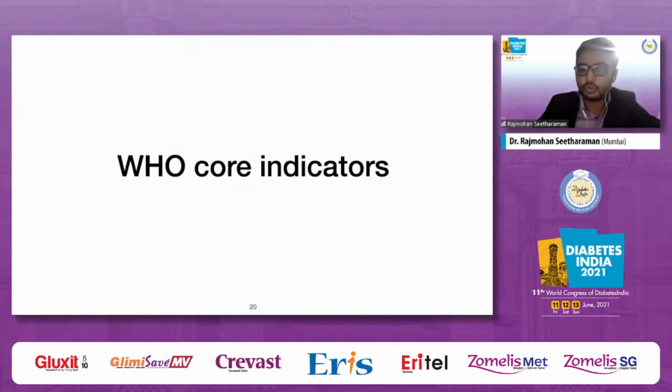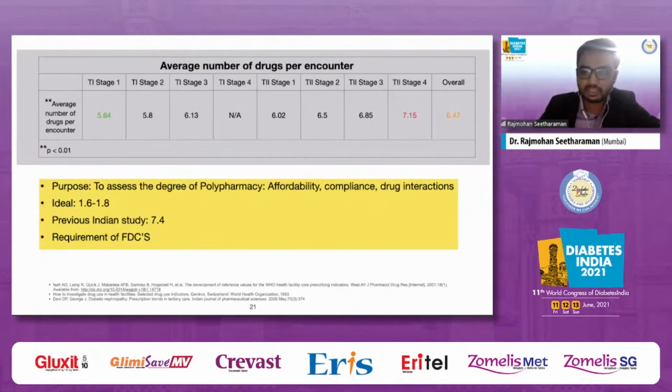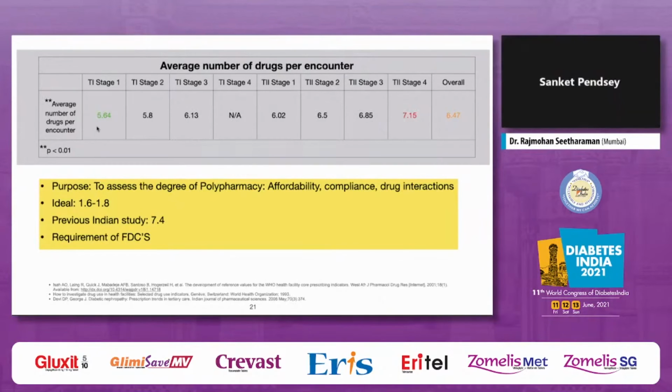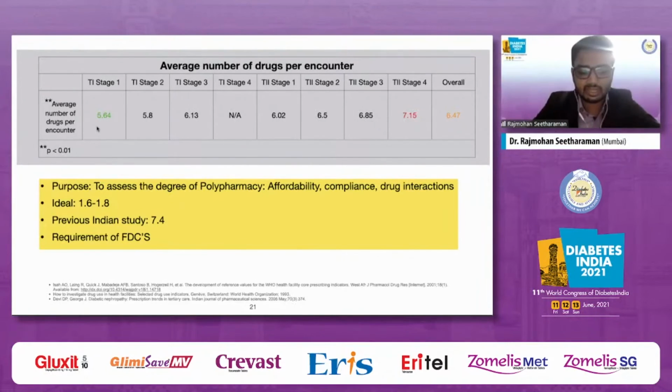Now coming to WHO core indicators. So average number of drugs per encounter. This is done to assess the degree of polypharmacy, which ensures affordability, compliance, and reduction of drug interactions. The ideal value set by WHO is 1.6 to 1.8. Our number was 6.47, which was lower than a previous Indian study, which was 7.4. The highest was seen in type 2 stage 4 and the lowest was seen in type 1 stage 1. And there was a significant difference between our subgroups. In such a complex scenario such as diabetic nephropathy, FDCs must be considered once the doses have been stabilized.